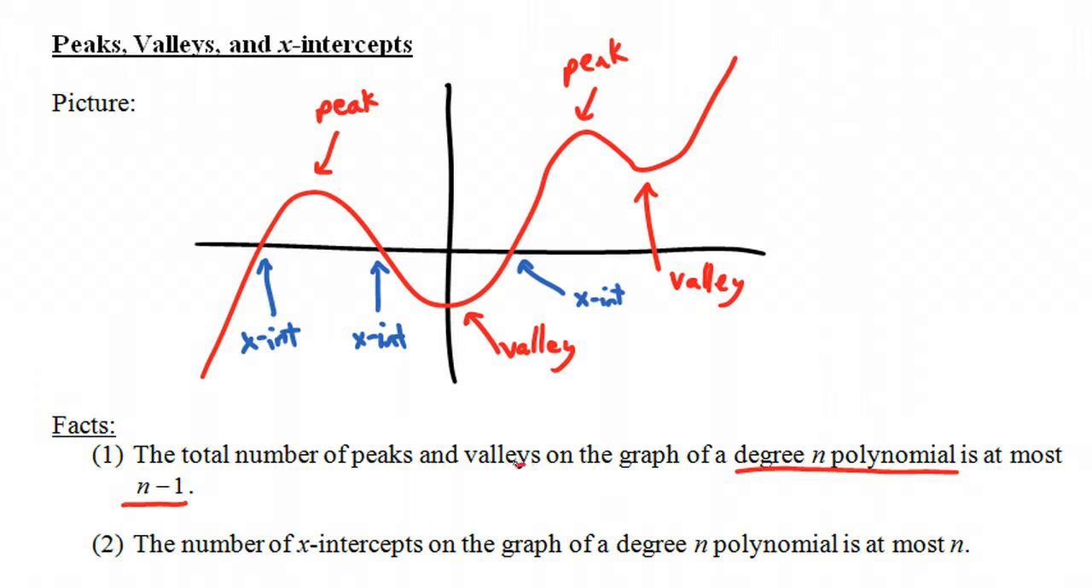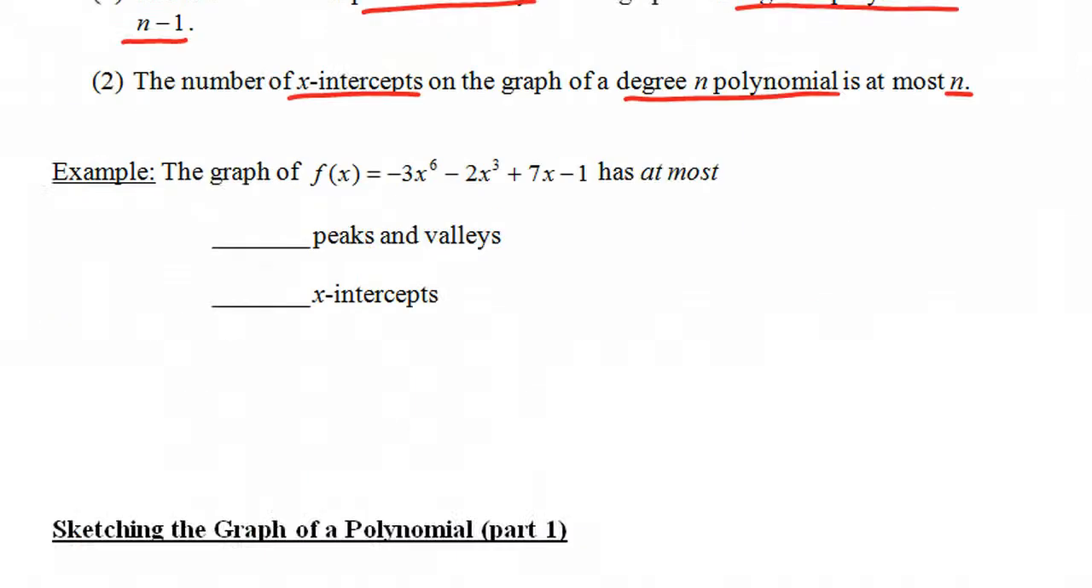Okay, and the number of x-intercepts on the graph of a degree n polynomial, so that was the total number of peaks and valleys, here we're talking about x-intercepts, is at most n. Okay, so a 7th degree polynomial could have 7 x-intercepts, or 6 or 5 or fewer, but it could not have 8 or 9 or more. Okay, let's look at a quick example.